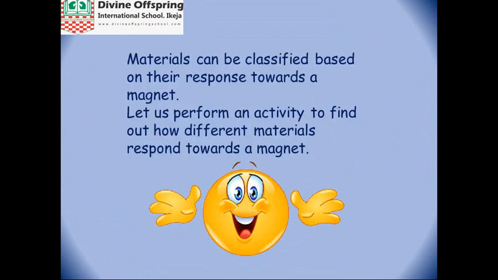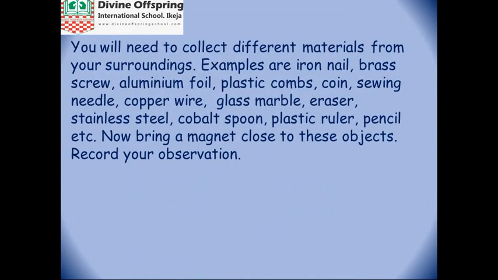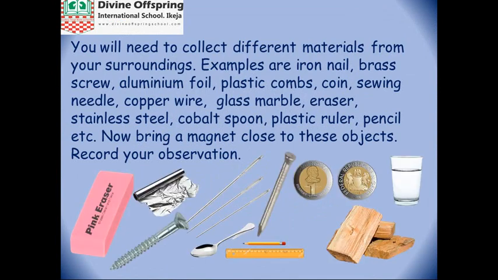Materials can be classified based on the response towards a magnet. Let us perform an activity to find out how different materials respond towards a magnet. You will need to collect different materials from your surroundings. Examples are iron nail, brass screw, aluminium foil, plastic combs, coin, sewing needle, copper wire, glass marble, eraser, stainless steel, cobalt spoon, plastic ruler, pencils, etc.